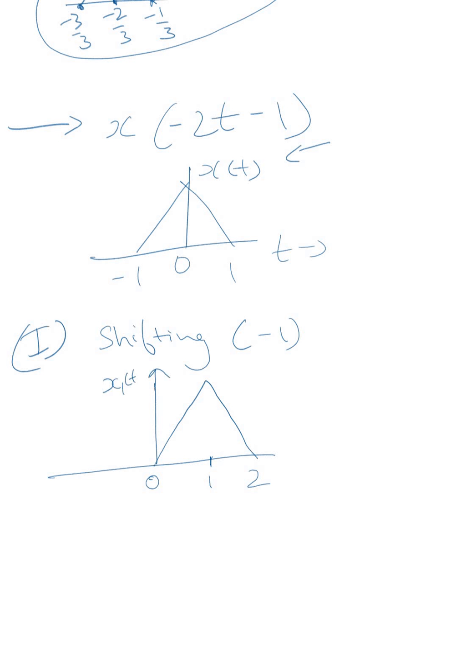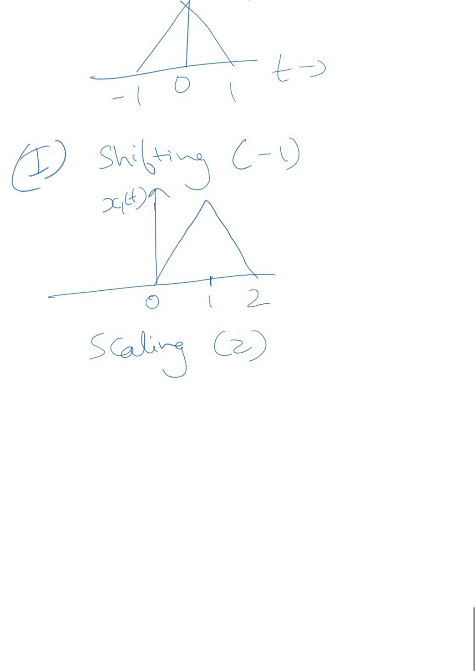This means the signal is x1 of t. Now if we move further, the second operation that is encountered here is scaling by a factor of 2. Scaling by a factor greater than 1 means compression of signal. So let us compress the signal x1 of t: 0, 1 by 2 and 2 by 2. We compressed it by the factor of 2.